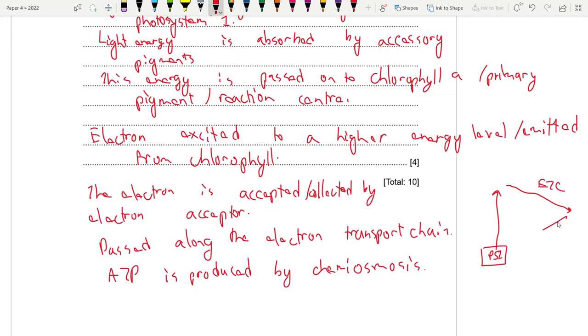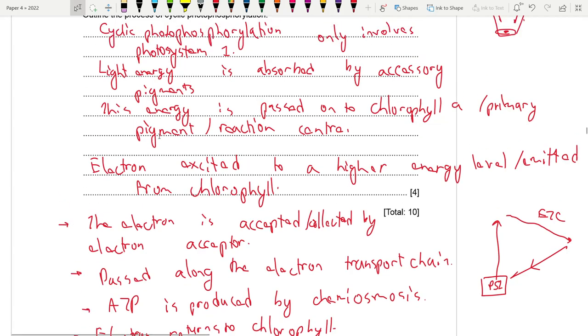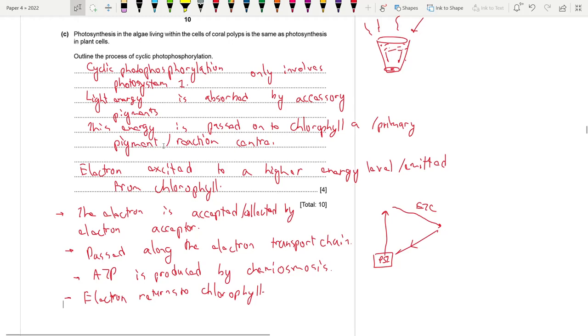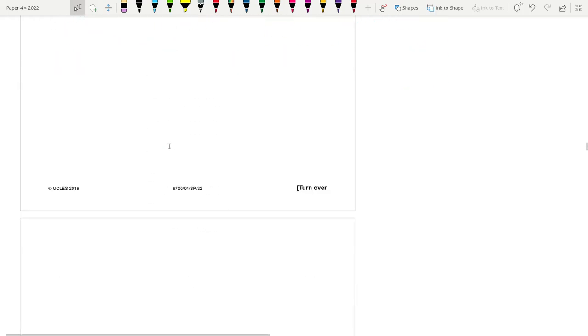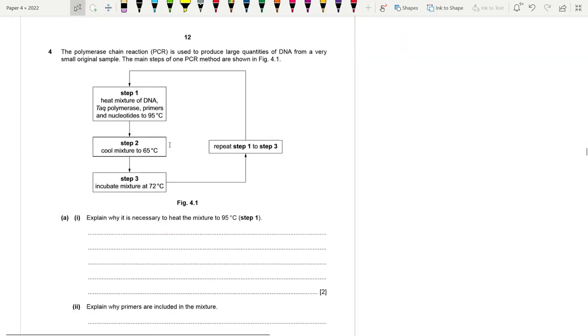So at the end, what happens? The electron returns to chlorophyll. Remember that. Or returns to photosystem 1. That works. Okay, everything's fine. These are separate points, so this many points would work. Okay, you'll get full marks. Moving on to question 4 now.